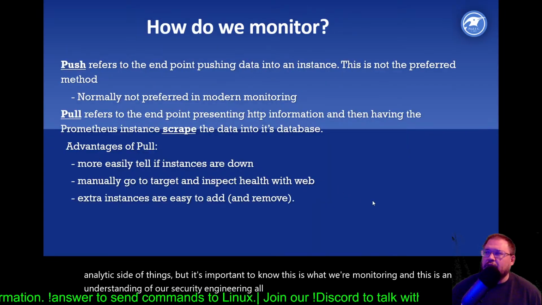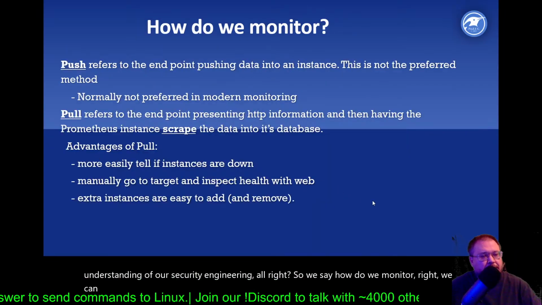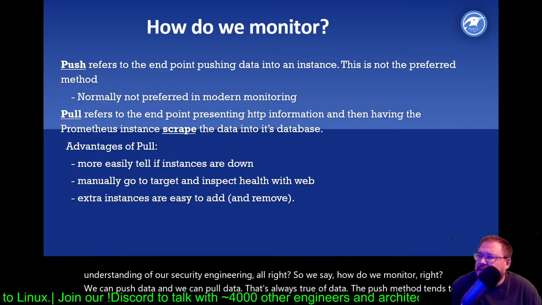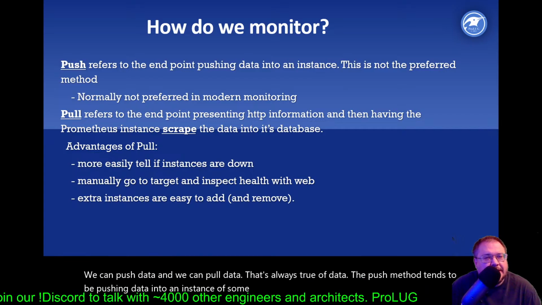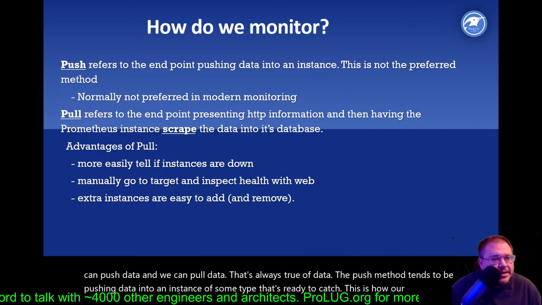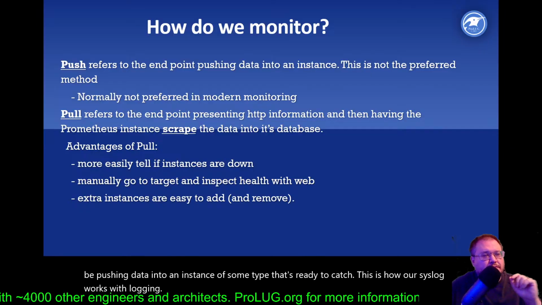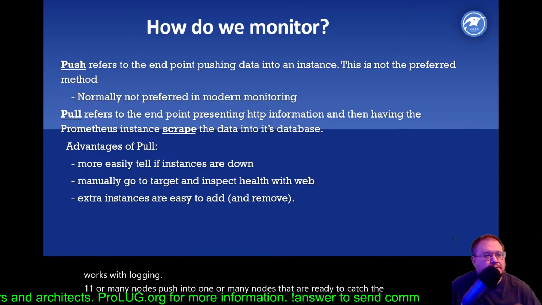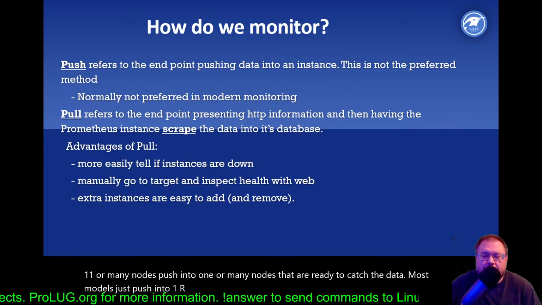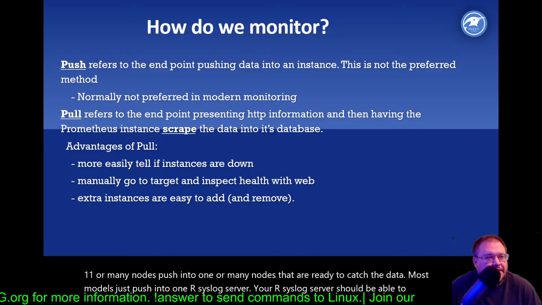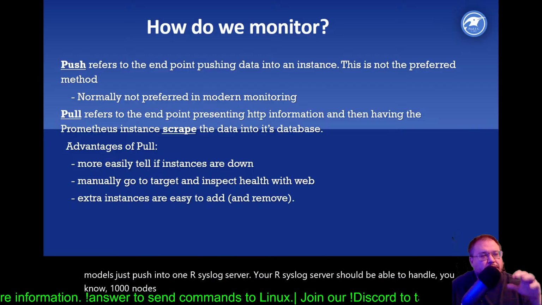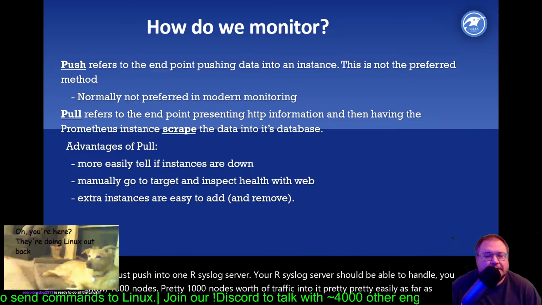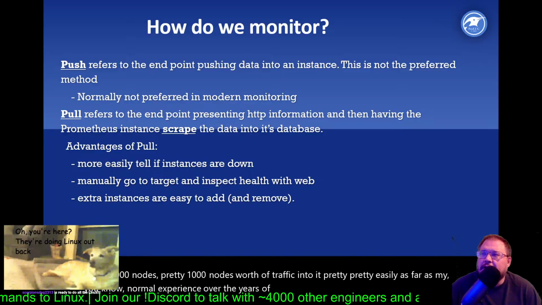All right. So when we say how do we monitor, right? We can push data and we can pull data. That's always true of data. The push method tends to be pushing data into an instance of some type that's ready to catch. This is how our syslog works with logging. One or many nodes push into one or many nodes that are ready to catch the data. Most models just push into one rsyslog server. Your rsyslog server should be able to handle 1,000 nodes worth of traffic into it pretty easily, as far as my normal experience over the years of doing this.